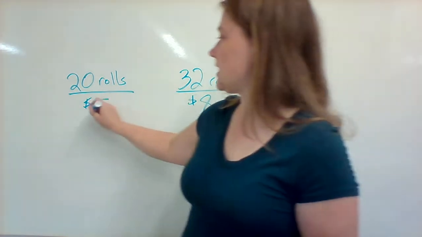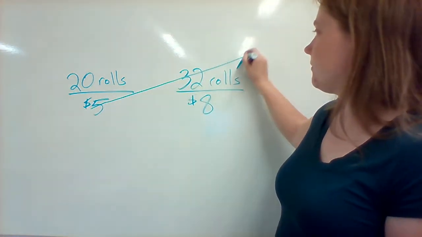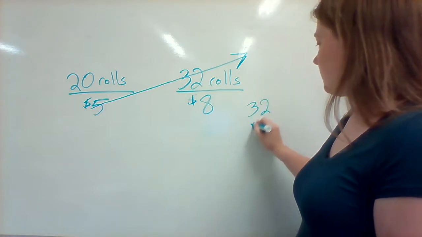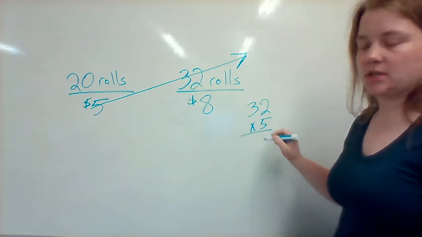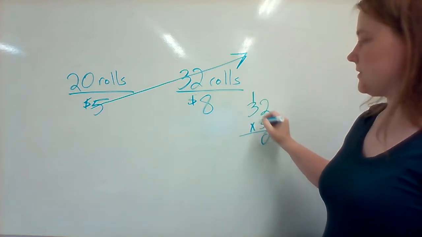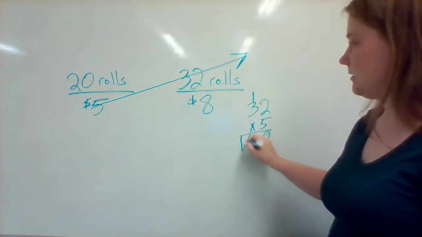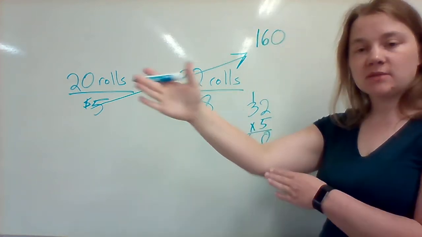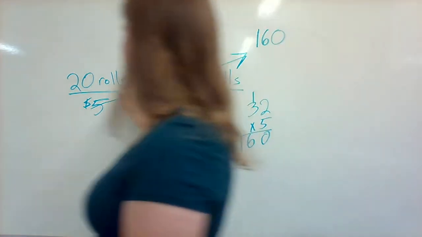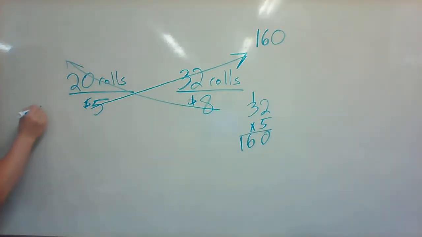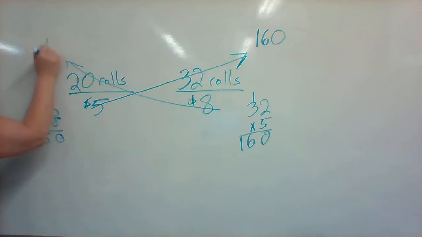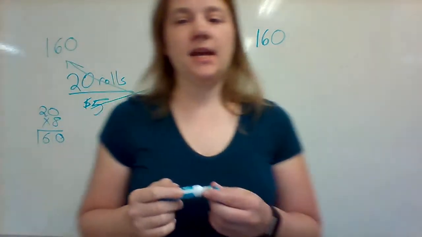So 5 times 32. We're going to take 5 and multiply it by 32. 5 times 2 is going to be 10. 3 times 5 is 15, plus 1 is 16. So 5 times 32 is 160. Now we're going to cross multiply the other way. 20 times 8. Well, I know that 8 times 0 is 0, and I know that 8 times 2 is 16. So we're going to get 160 again.